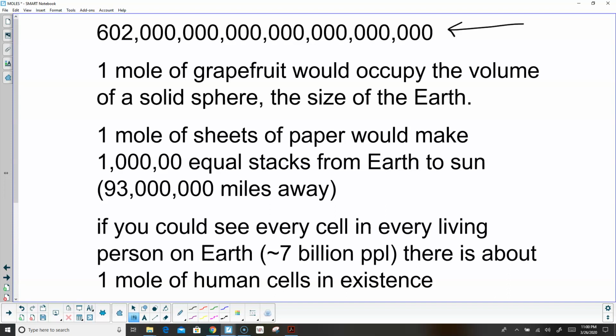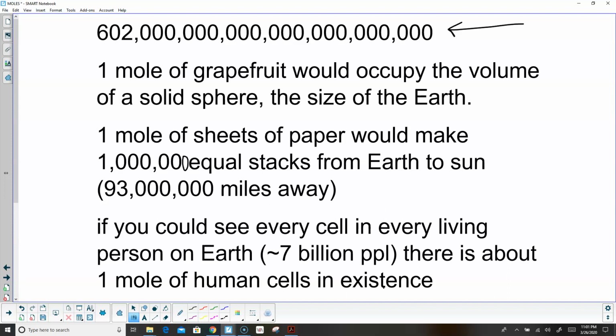If you had a mole of sheets of paper, you could make 1,000,000,000 equal stacks. Oops, I forgot a zero there. There should be a zero. Let me add it. There. You could have 1,000,000 equal stacks from the Earth that would reach to the sun. The sun's 93 million miles away. Paper's pretty thin. That number's big.